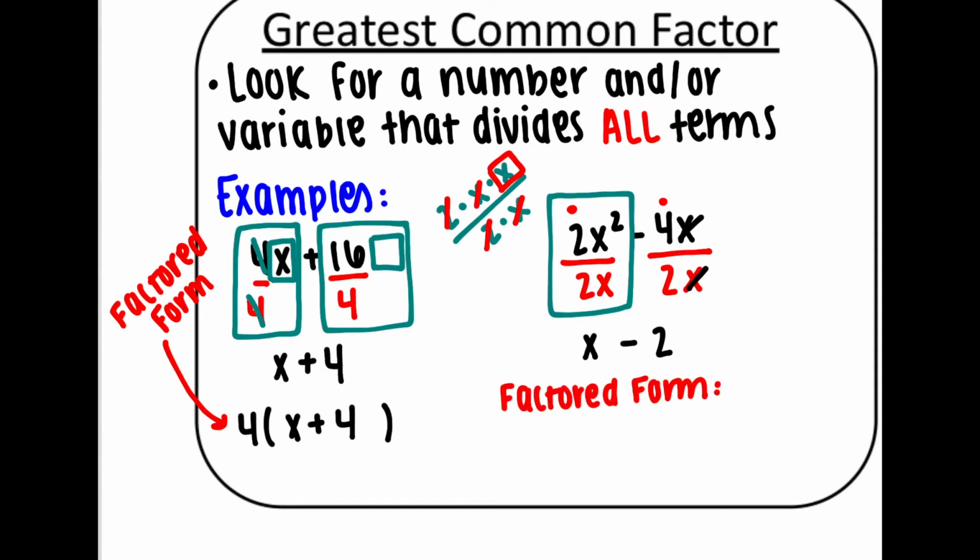So I take whatever I divided by, which was 2x, that goes outside of the parentheses, and inside the parentheses is whatever you were left with, which happens to be this x minus 2. So inside goes x minus 2. So if you're dealing with greatest common factor, this would be your factored form. Remember, you could have multiple variables, you could have 4, 5, 6 terms. This is just the basics behind it.